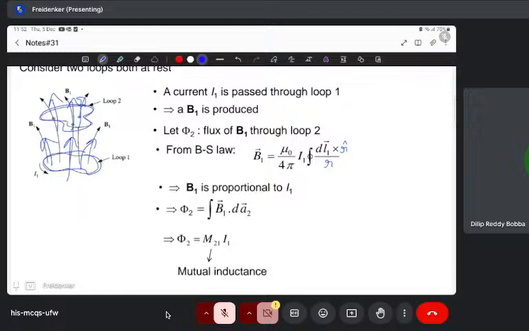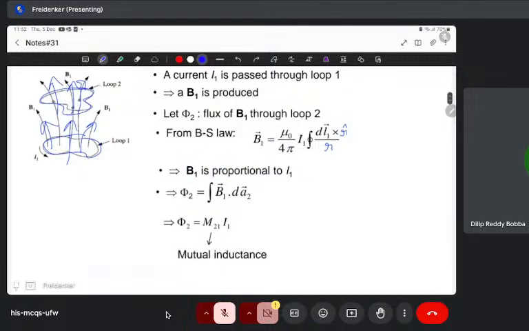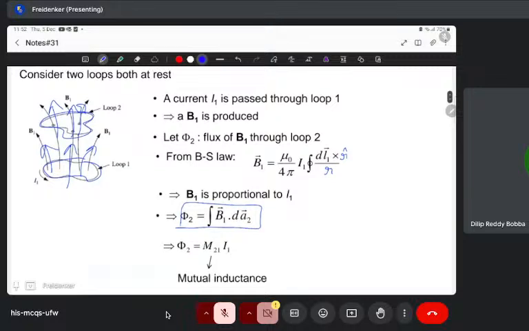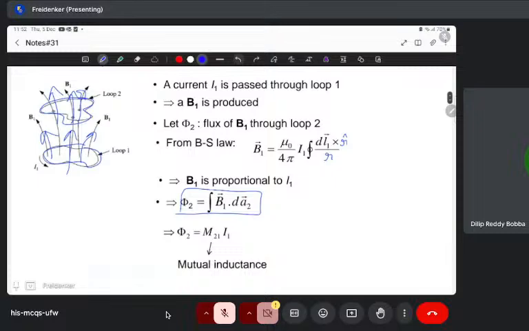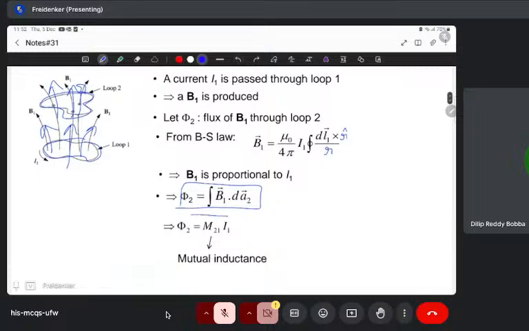Biot-Savart's law, that is fine. B1 is proportional to I1. Okay, so they're proposing something. The magnetic field of loop 1 is proportional to I1. Yes, so if I increases, B will also increase. So that is understood. Now, magnetic flux through loop 2 is nothing but the magnetic field dot product with area. Magnetic field is basically the magnetic field from loop 1. Fine. And now they're writing something else as well.